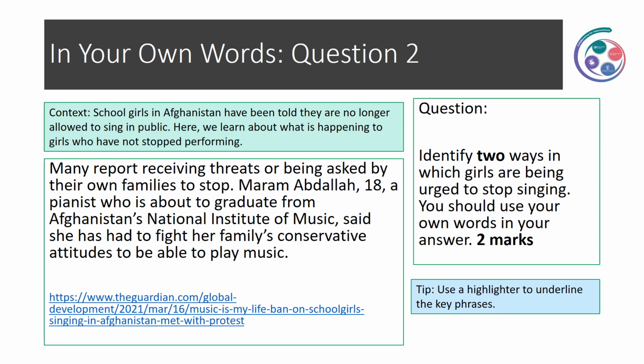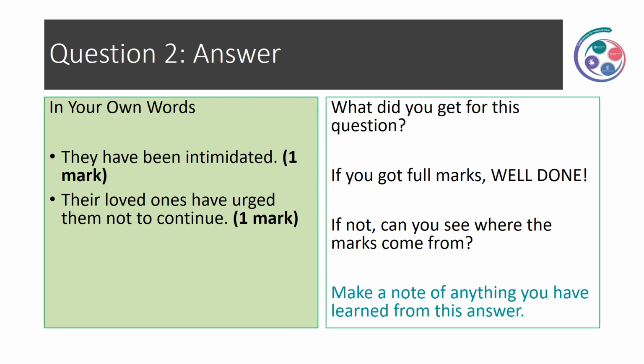So a little tip here, if this was on paper, use a highlighter to underline the key words or phrases. Remember, if you're trying this at home, pause the video now because we're about to look at the answer. Let's have a look at the answer then. Your first mark comes from saying that they've been intimidated. And your second mark comes from saying their loved ones have urged them not to continue.